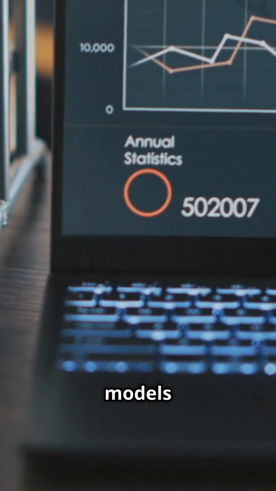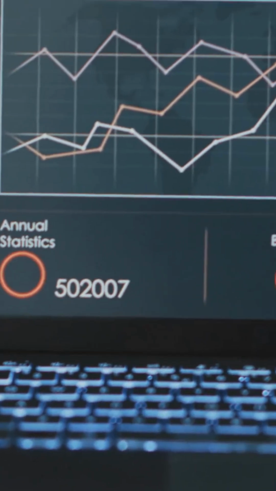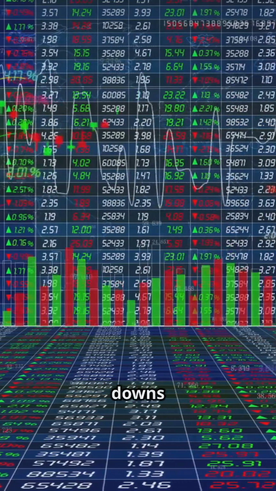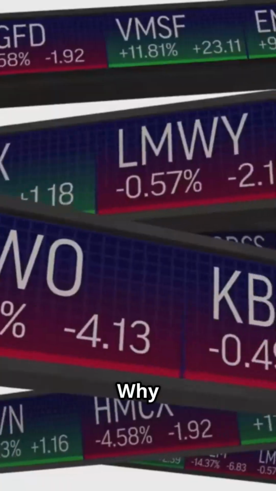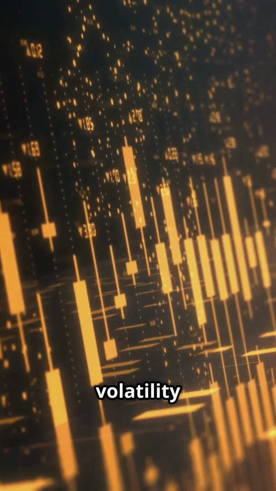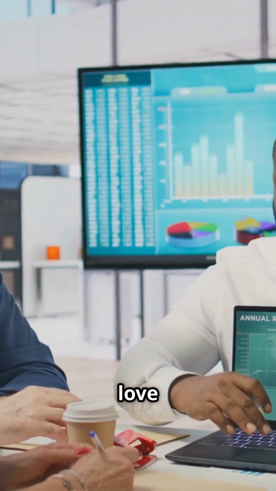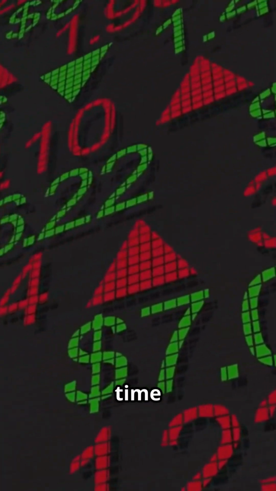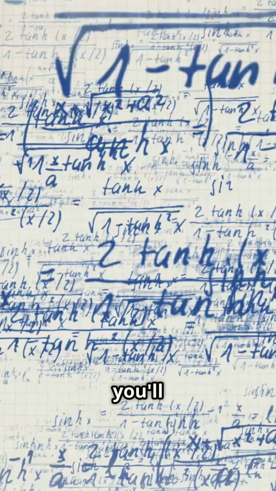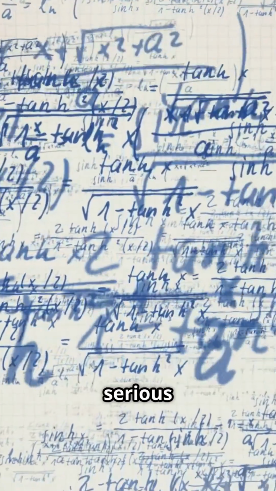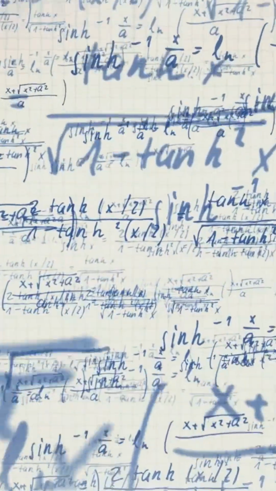After training, these models forecast the wildness ahead. And guess what? GARCH usually nails it better than ARCH, capturing those tricky ups and downs with more precision. Why does this matter? Better volatility forecasts mean smarter trades, stronger risk management, and more confident decisions, whether you're a student, a future trader, or just love data. So, next time someone says the market's unpredictable, you'll know there's science and some serious math working behind the scenes.